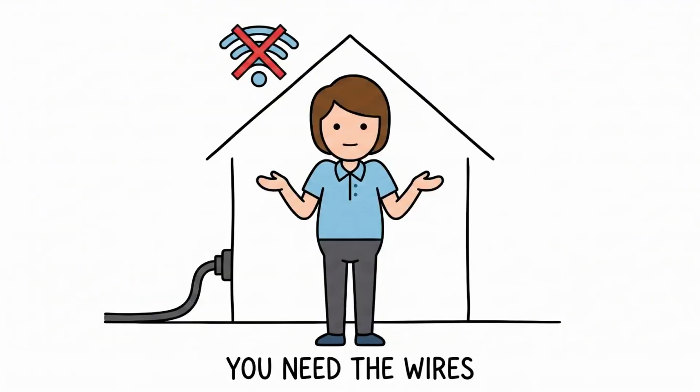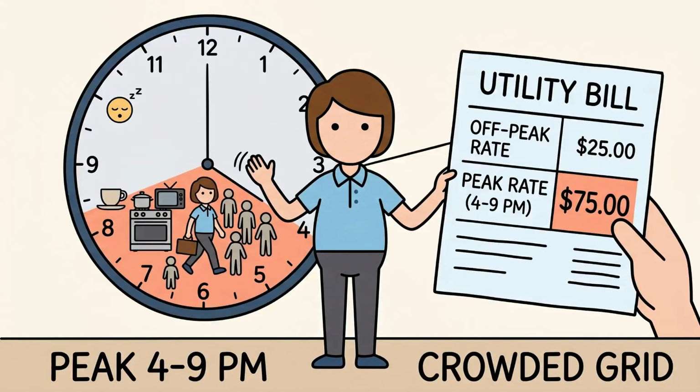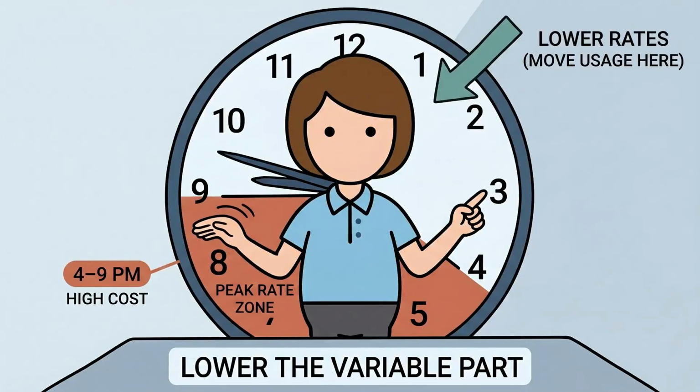You cannot avoid the delivery charge entirely. You need those wires to get power. But you can lower the variable part. How? By using less electricity during peak hours. Peak hours are typically 4 in the afternoon to 9 in the evening, when everyone is home from work, cooking dinner, and watching TV. The grid is crowded, so the delivery fee per kilowatt hour is higher.